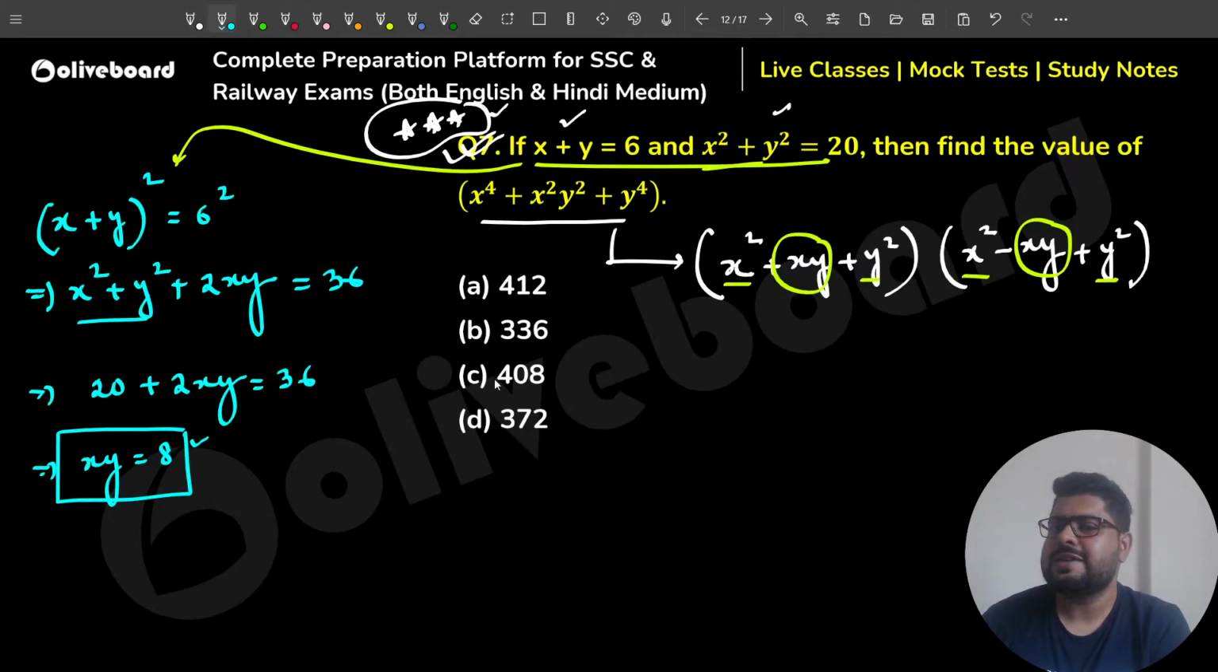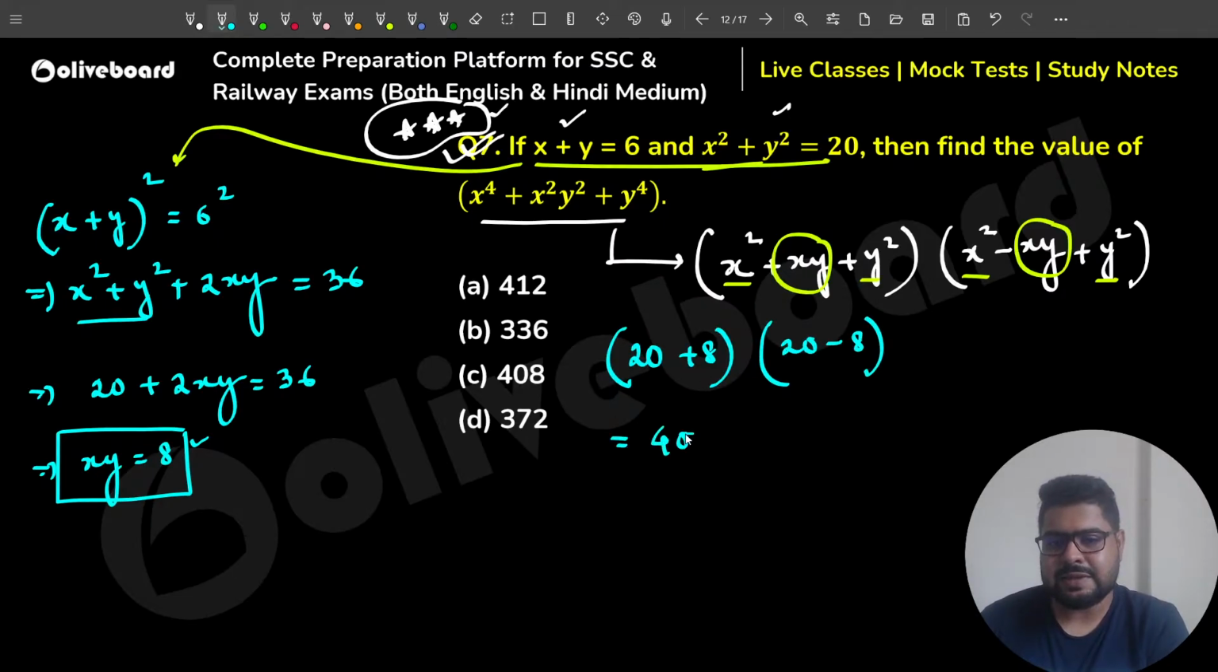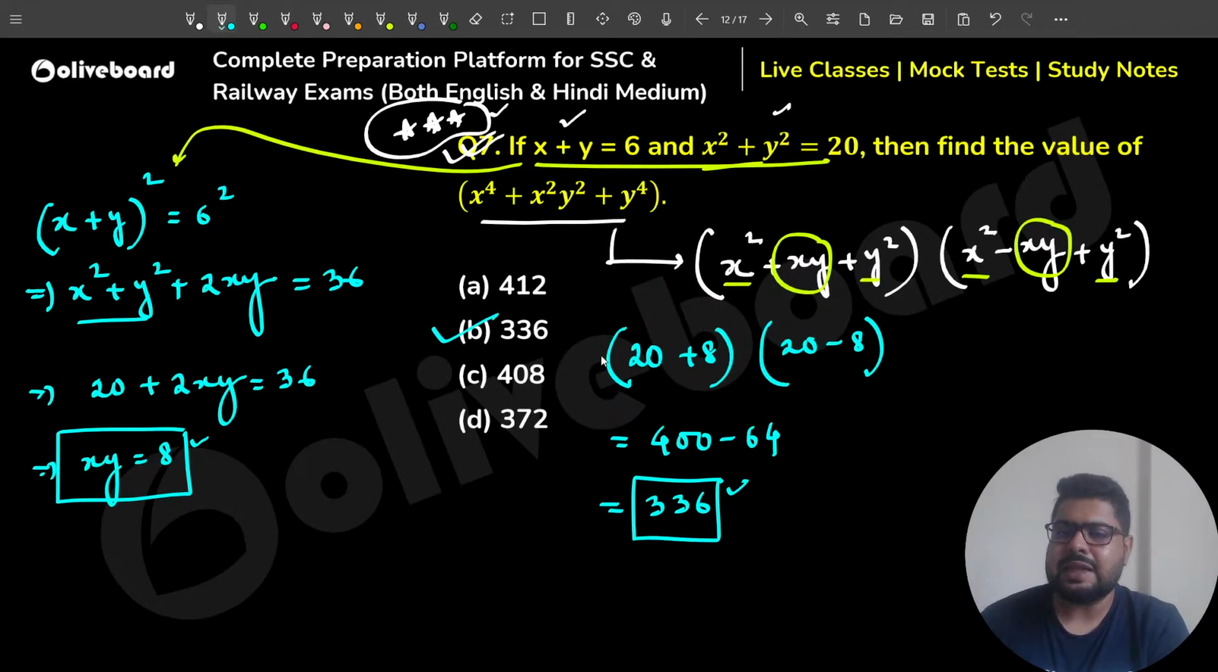Perfect, everyone. Just put in the values. X square plus y square is 20 plus 8, and this will be 20 minus 8. So this is 400 minus 64, which is 336. Rather than calculating normally, I've used the formula for a square minus b square. That is exactly what I did.